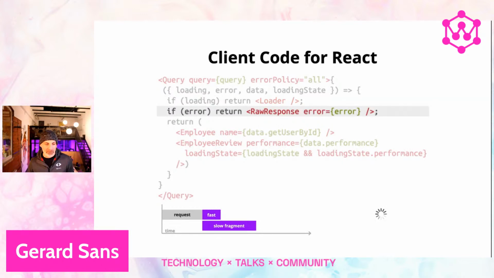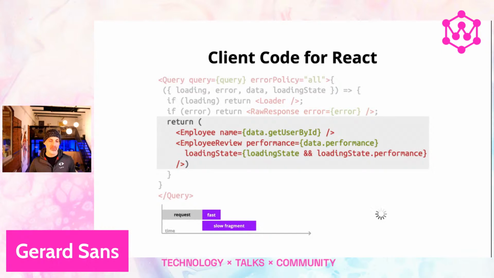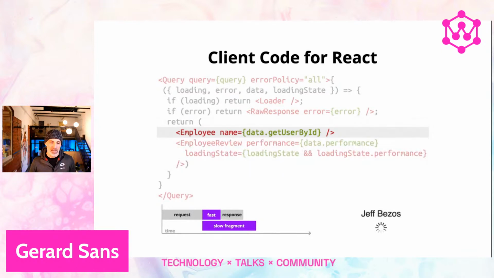If we get any errors from that initial query, we will be able to show them here. And we can also render the initial data. Now we are waiting for that result to come. And we can see at the bottom that we get the response from the fast query, and we can show it.